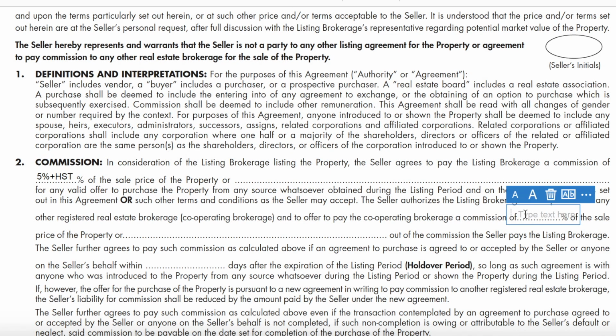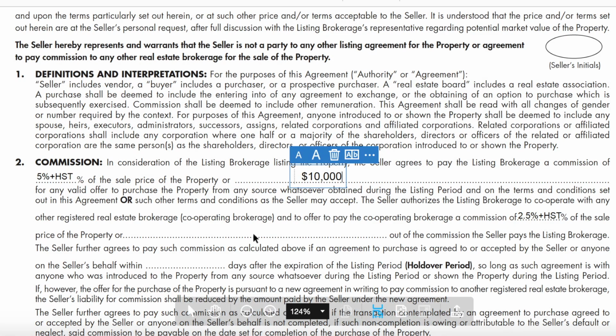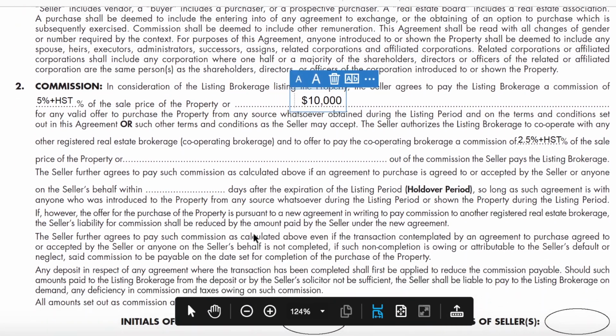And here you would indicate what the cooperating brokerage will be paid, for example, 2.5%. These areas are for if you plan on doing some other form of payment, let's say a flat fee, for example. Again, very rare. As we scroll down in this clause, we get to the holdover period.